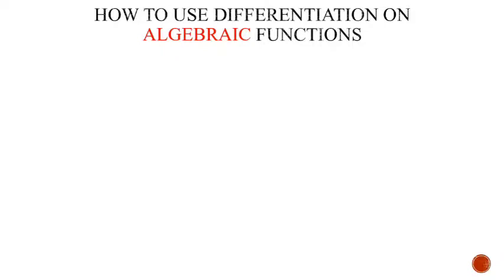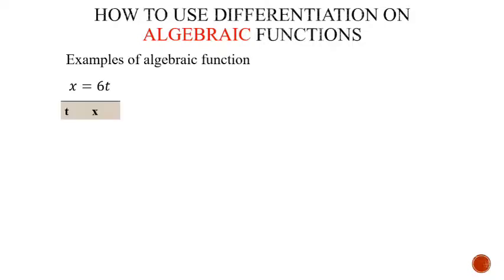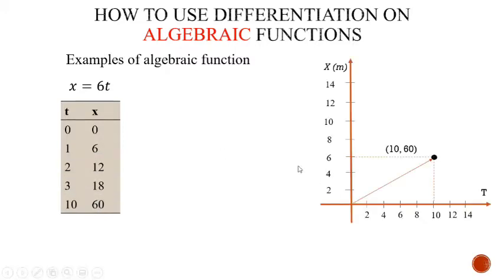Let us start with an example. Suppose displacement function is given, that is x equal to 6t. To find out velocity, we need to find out the different values for x at different times. For example, if you put t equal to 0, you will get x equal to 0. If you put t equal to 1, then you will get x equal to 6, and so on. This can be represented on xt diagram. Because this is the equation of a straight line, it will give a straight line in the xt diagram.